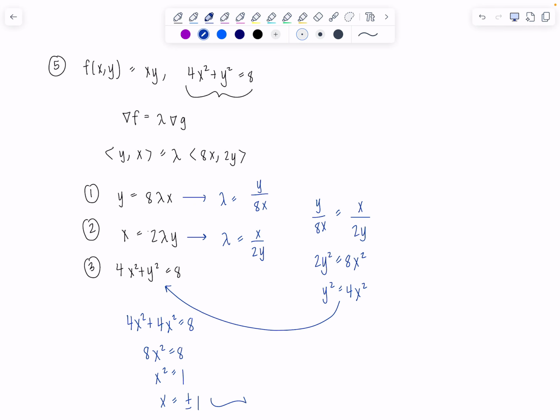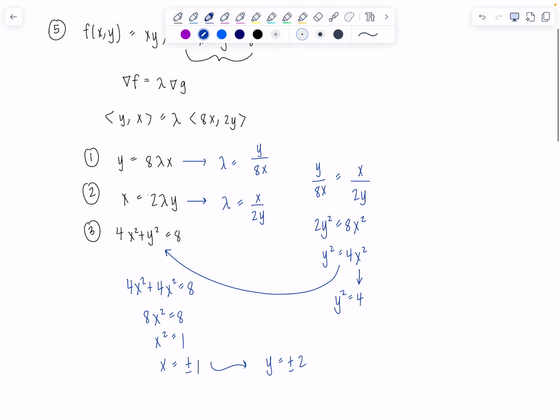And then if x is plus or minus 1, y would be plus or minus 2. So how many points do we have here? 4, because plus or minus 1, each of those x values goes with plus or minus 2 for y. So we're going to have to evaluate all of them.